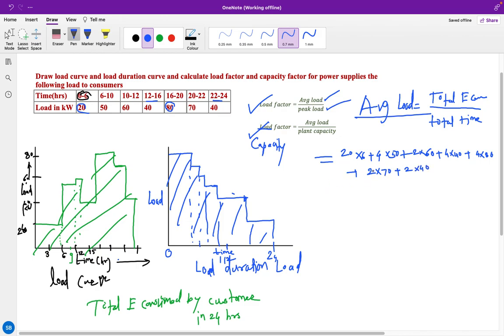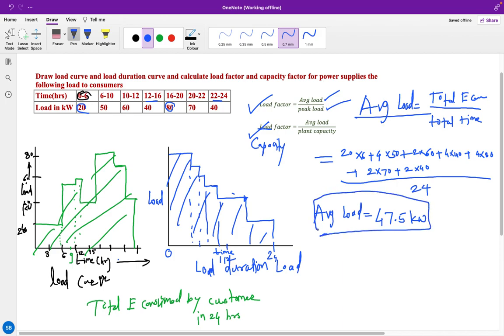That is your total energy consumed by the customer, divided by the total time. The total time is 24 hours. So you can calculate the average load. If we add all those up, the average load we get is 47.5 kilowatt. That is your average load. So continuously for 24 hours we need to provide 47.5 kilowatt of load.